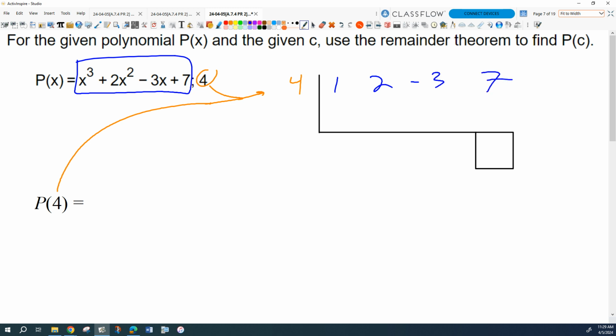Okay, and then I can do this process really fast. If I do the synthetic process, what do I do first? 1, 4, 6. 1 times 4 is 4, plus 2 is 6, times 4 is 24, plus -3 is 21. 21 times 4 is 84. Add those up and I get 91.